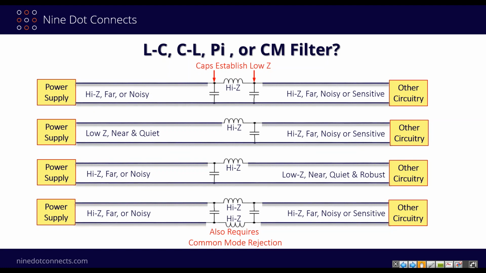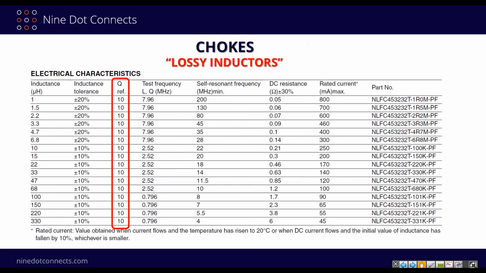Let's look at a choke. A choke has a Q to it that's pretty low because a choke is designed to be a lossy inductor. Here's a typical example I got off of just one that I could find. You can see the part number there if you want to look it up yourself. Q of 10. So what does a Q of 10 really mean?